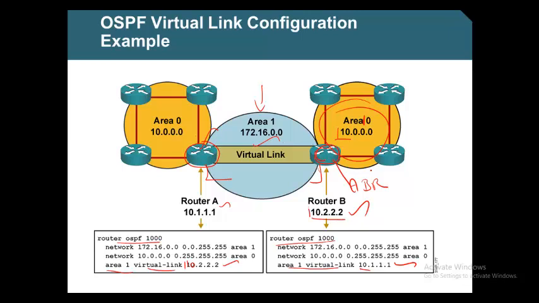You see? So, any question? So, area 10 routes will now be given to area 0 via the virtual link. And from area 0, they will be given to area 1. Same way, area 1 routes will be given to area 0, and then from area 0, they will go to area 10. Right? That is how it is.